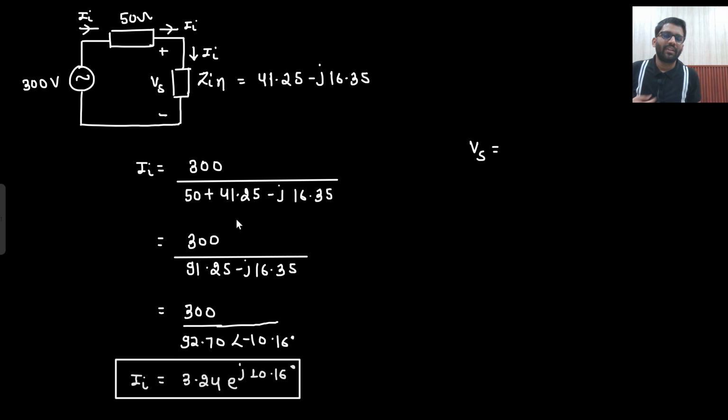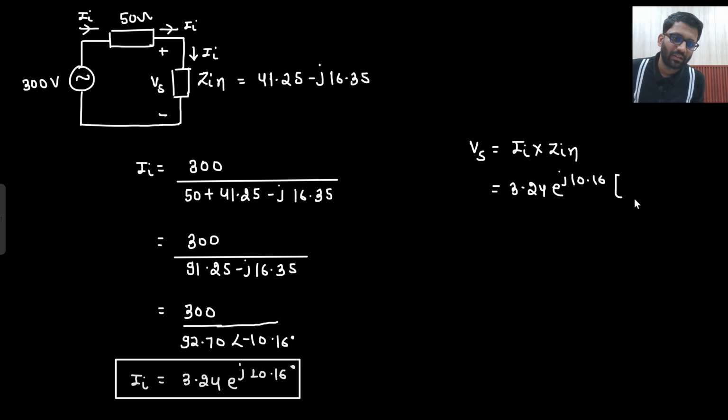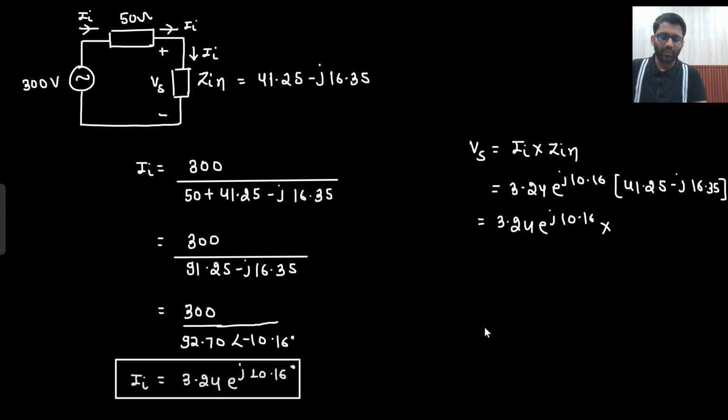For Vs you can apply the potential divider as well, or directly, my Vs would be equal to I in into Zin. The I in value I am directly having, 3.24 e to the power j10.16, and for Zin, I will replace this Zin in polar form. What do I mean by polar form? That I will write down the magnitude and the angle. So this I in I am keeping as it is. Now here I will write down the magnitude. What will be the magnitude? 41.25 whole square plus 16.35 whole square, under root. So the magnitude is coming out to be 44.37.